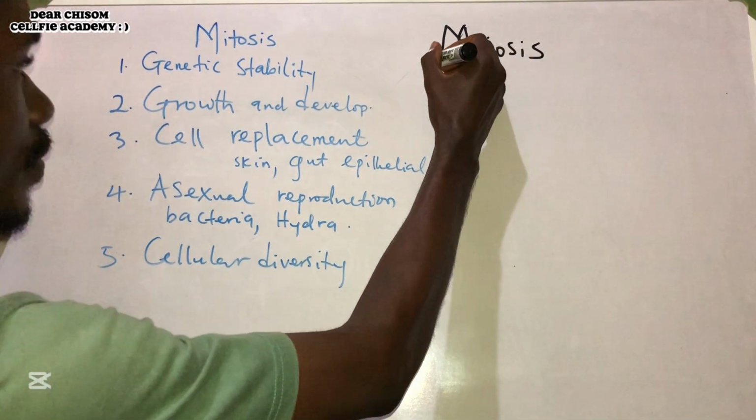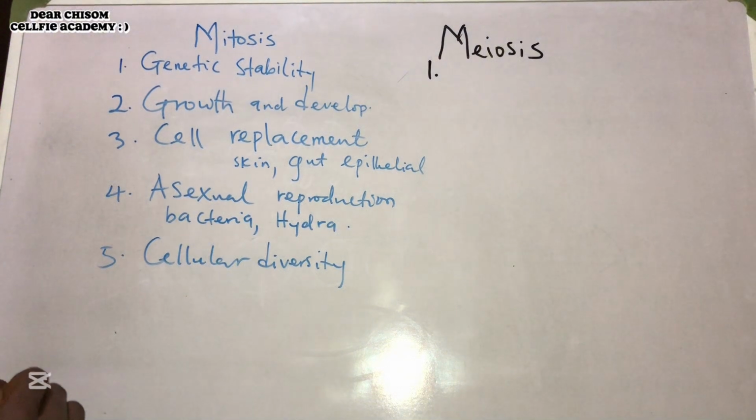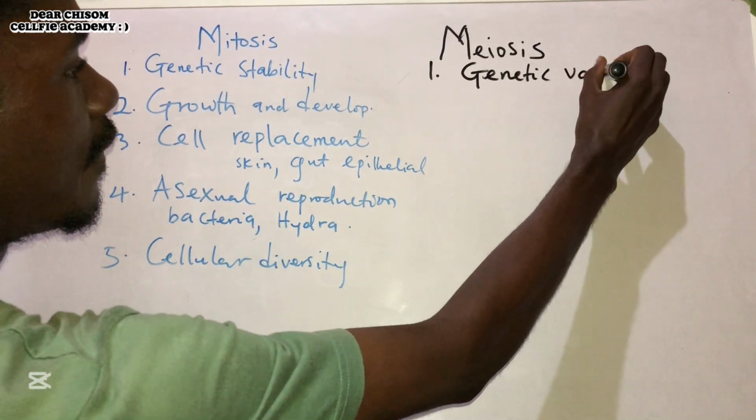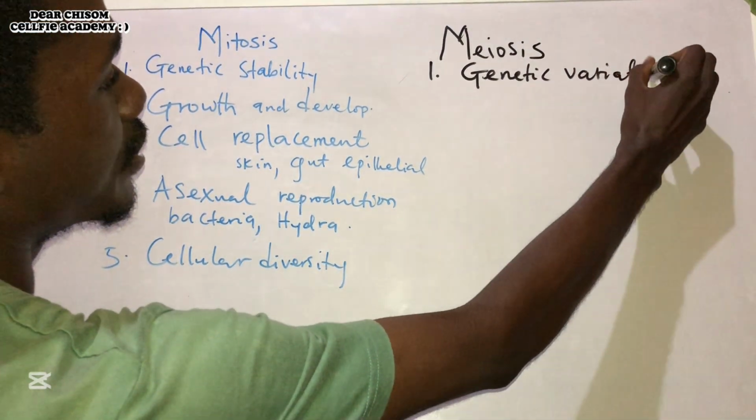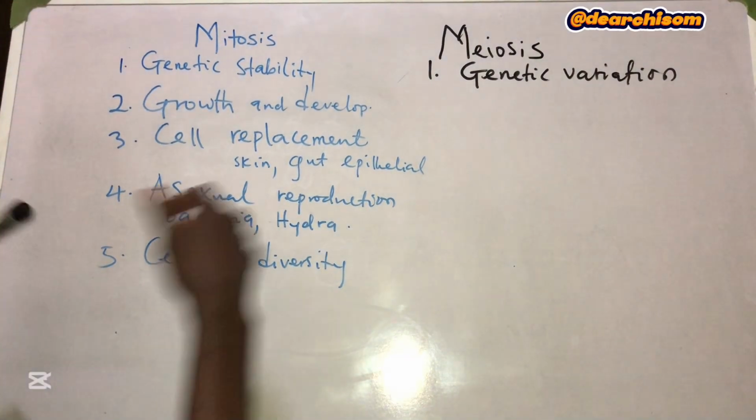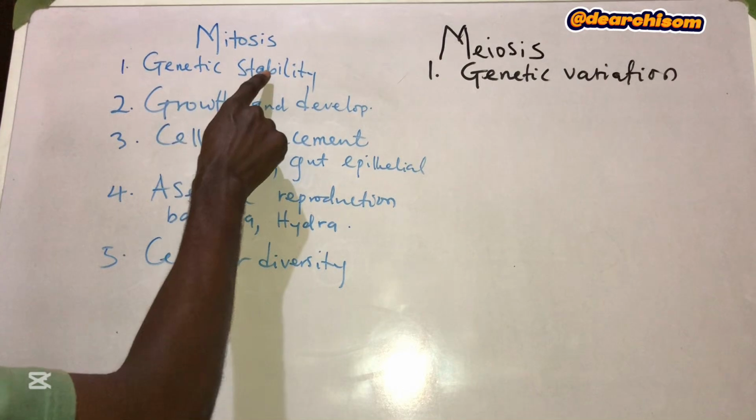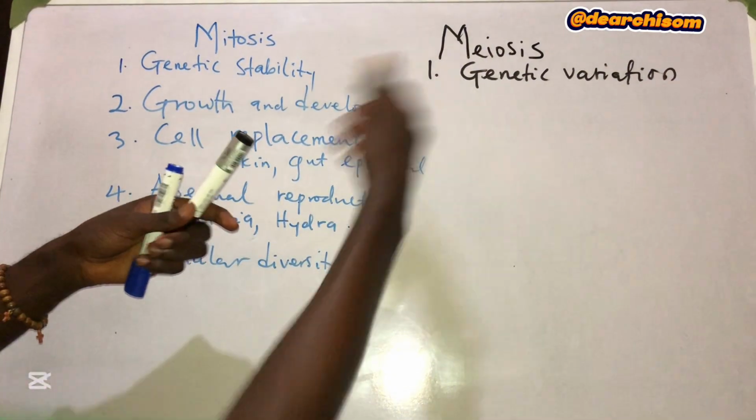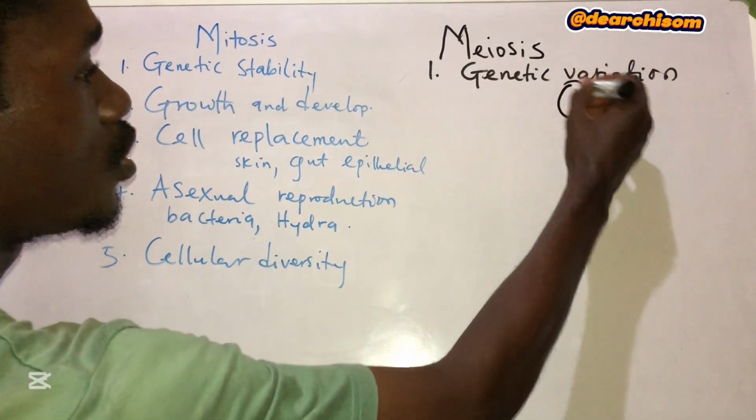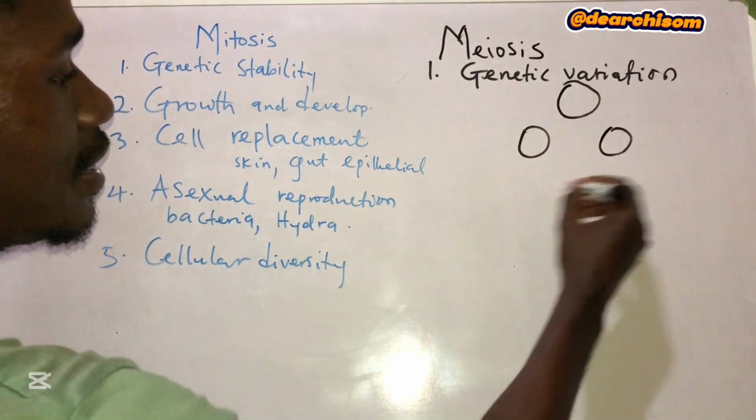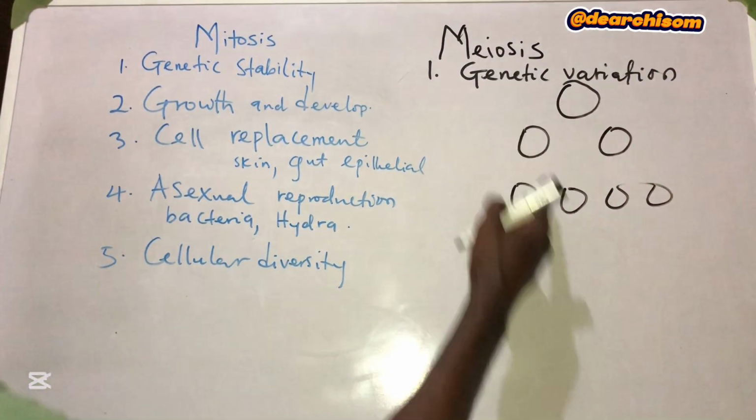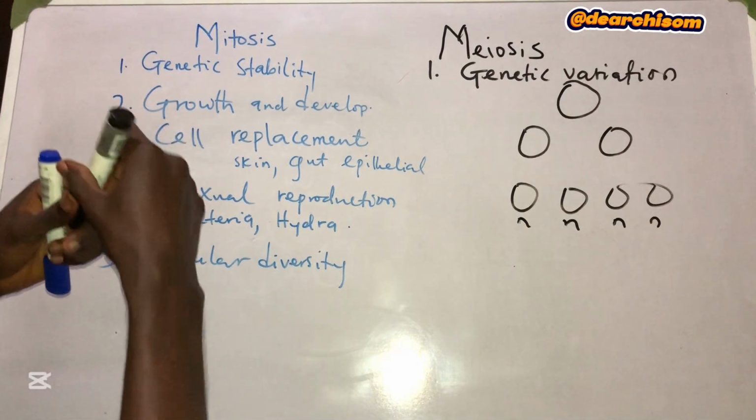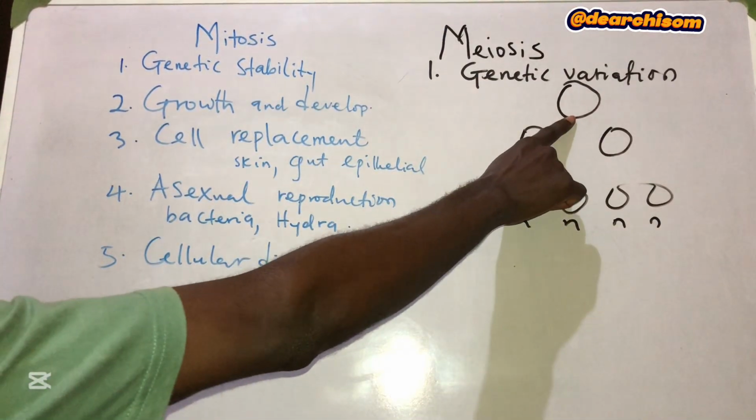In meiosis, the first thing we need to look at here is genetic variation. Unlike in mitosis, where we have genetic stability, here we have genetic variation. The daughter cells are different. Remember, meiosis produces new daughter cells. So we have something like this, and then 1, 2, 3, 4. It produces 4 new daughter cells, and each of them is haploid, and they look different from the parent cell.